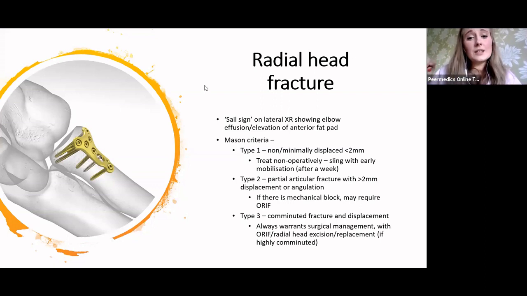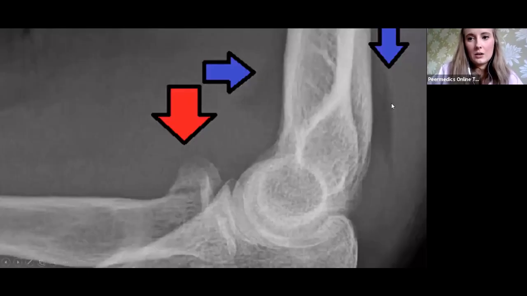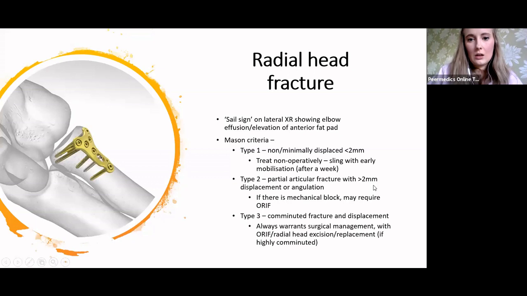They're quite similar. So the sail sign, you'll see it on that lateral x-ray, and it's effusion of the elbow elevating the anterior fat pad, which if you go back, you can see just behind the elbow there. And you're going to distinguish it based on what you call the Mason criteria.